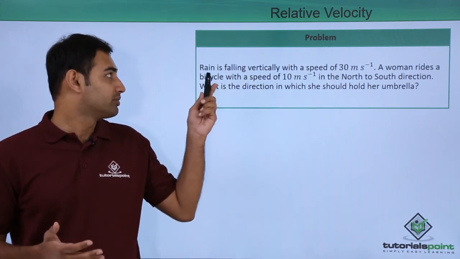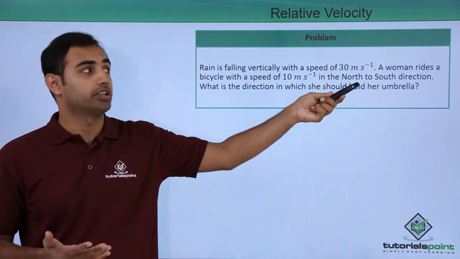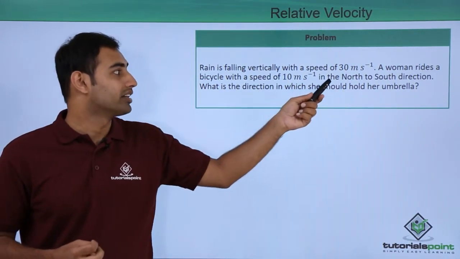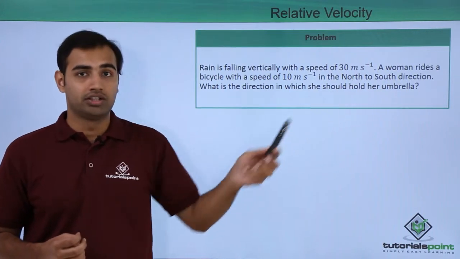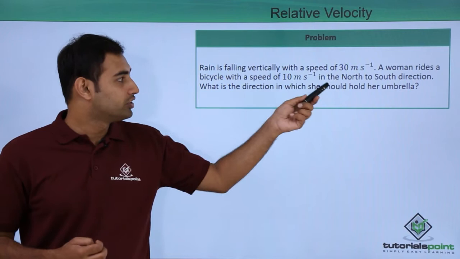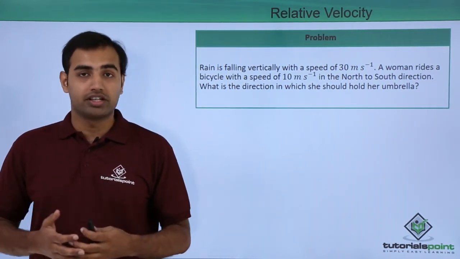The problem here is a very simple one that says rain is falling vertically with a speed of 30 meters per second. A woman rides a bicycle with a speed of 10 meters per second in north to south direction. So she's going towards the south direction. What is the direction in which she should hold her umbrella? The problem is very straightforward.